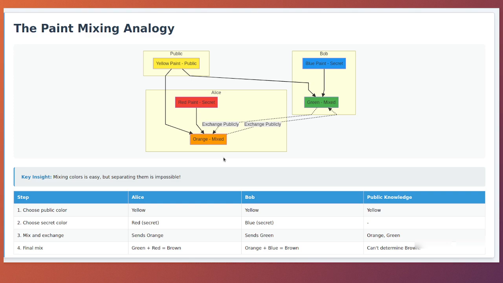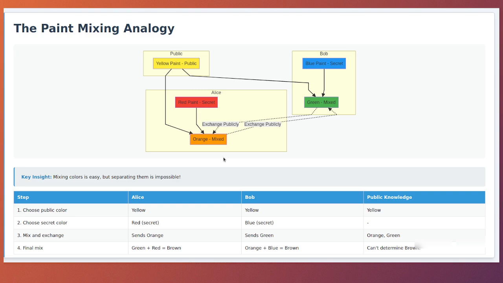Now watch the magic happen. Alice mixes her secret red with the public yellow to get orange. Bob mixes his secret blue with the public yellow to get green. They then exchange these mixed colors publicly. Anyone can see that Alice sent orange and Bob sent green.